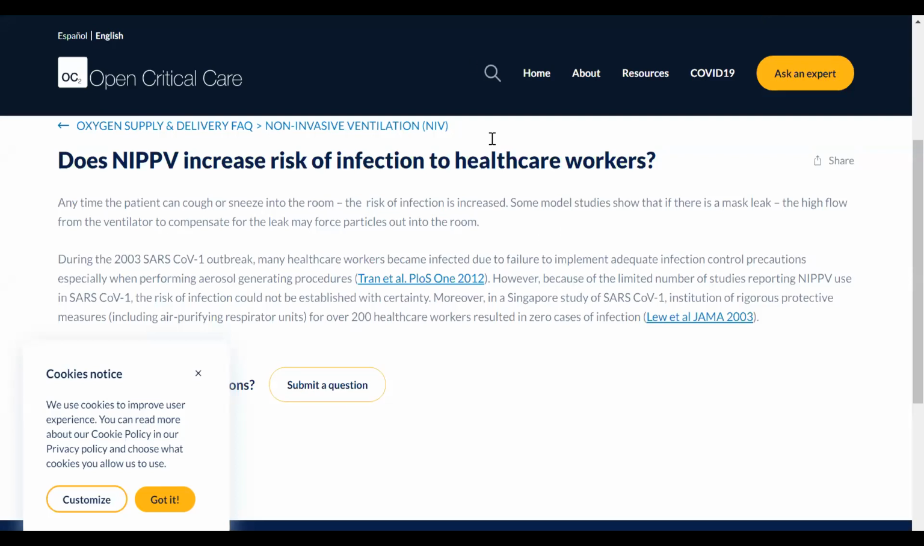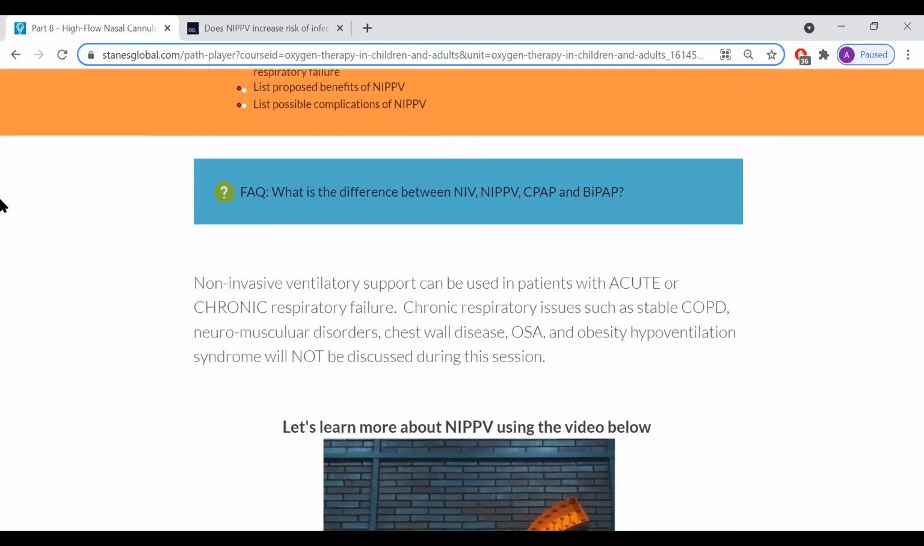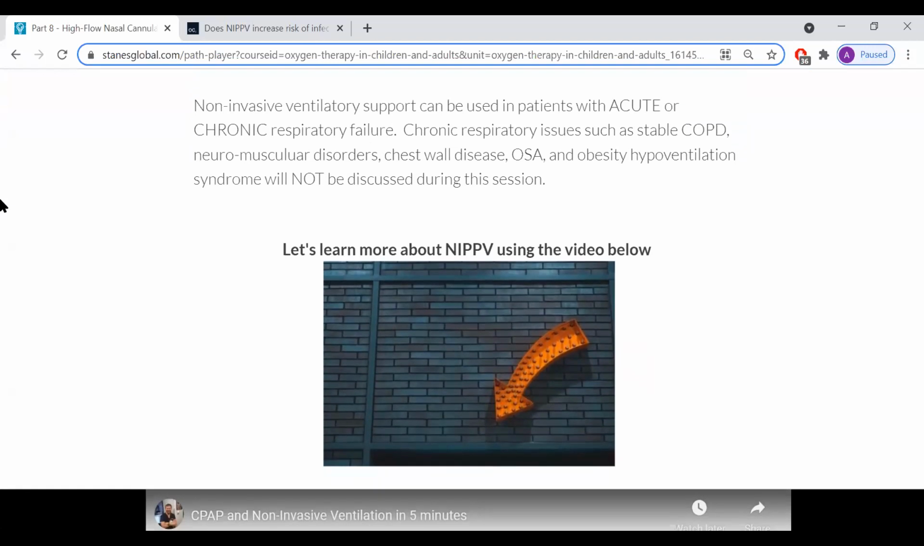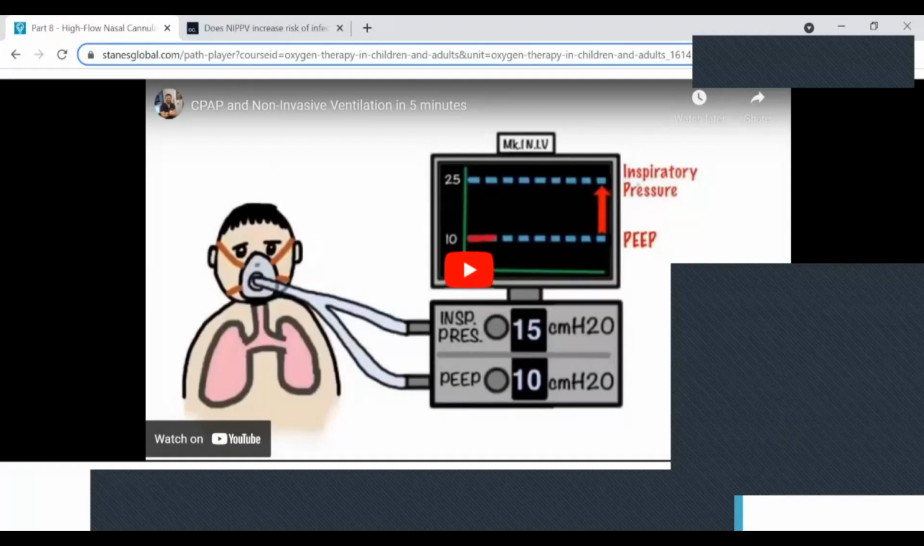Okay, let's go back. I don't think we have enough time to go in details about each of those, but we can go slowly and see how they are used. Remember that non-invasive ventilatory support can be used in a patient with acute or chronic respiratory failure. Chronic respiratory failure issues such as COPD, neuromuscular disorders, chest wall disease, obstructive sleep apnea, obesity, hypoventilation syndrome will not be discussed here. So let's continue. Let's watch the video and then we can be able to understand CPAP and non-invasive ventilation.